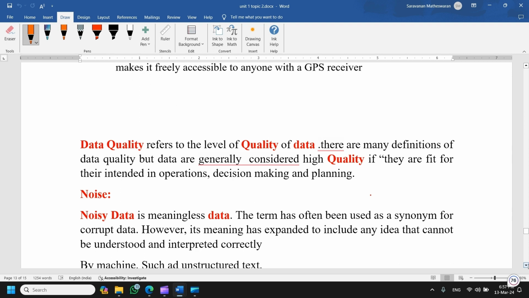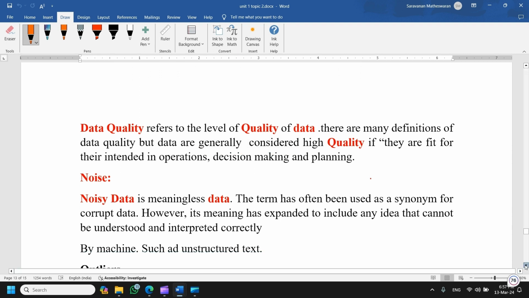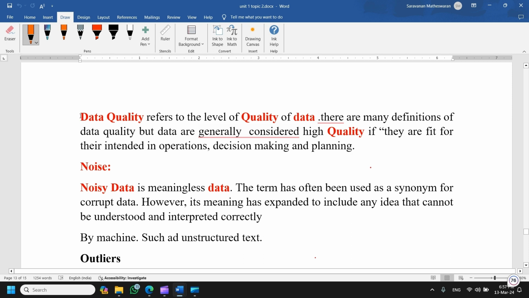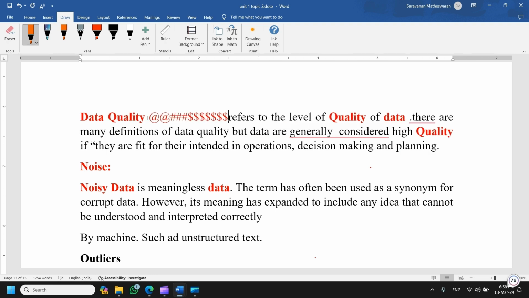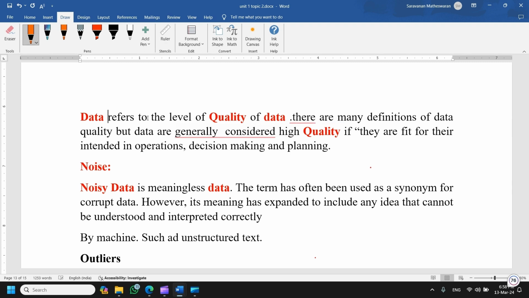Otherwise, it is meaningless data. The term is often used as a synonym of correct data. However, meaningful is expanded to include any idea that cannot be understood by the interpreter. Suppose I ask you about an English letter, and instead you give some new letters. Can it be understood? Not possible. Likewise, such a result is considered noise data.